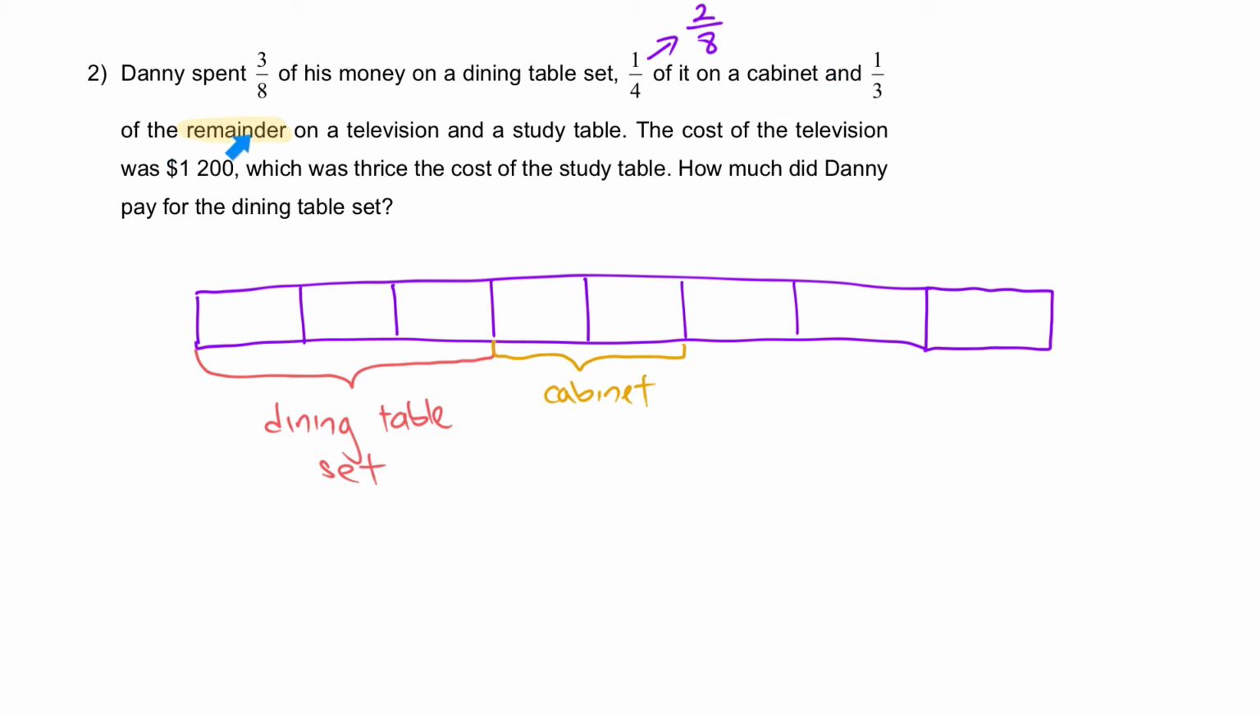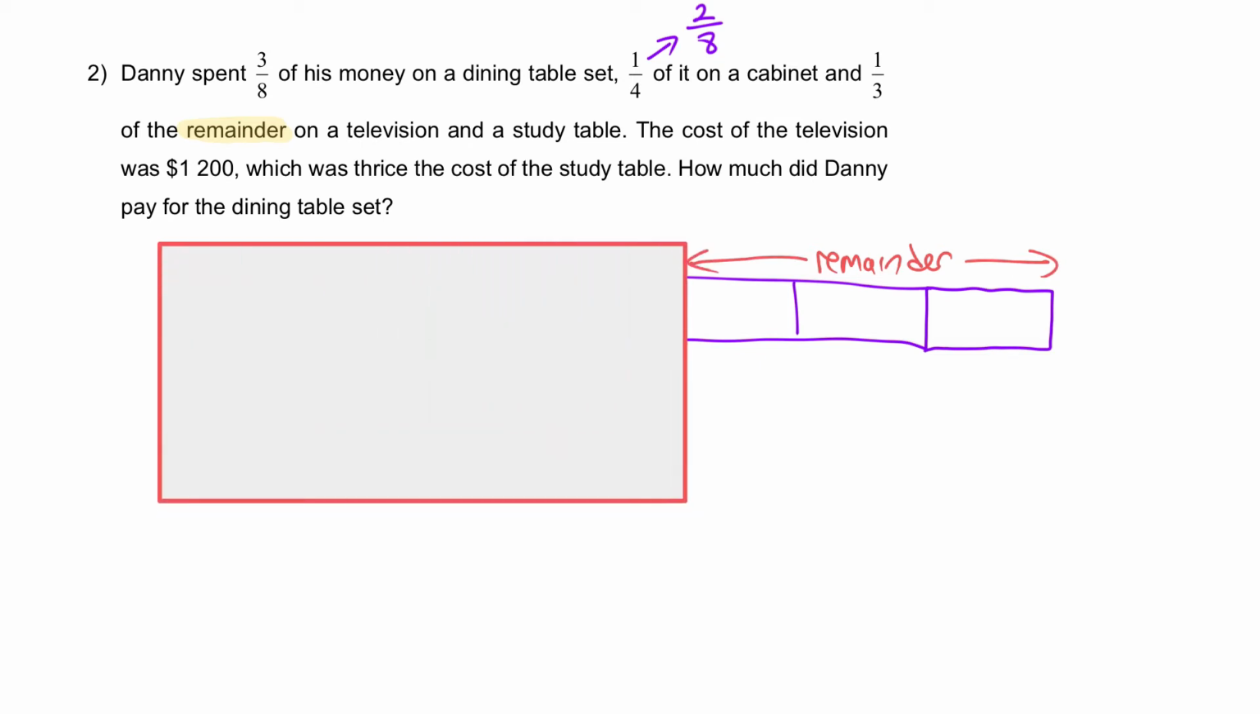And 1/3 of the remainder. Just nice. The number is very nice. This is the remainder here. Alright, so let's focus on this remainder. I'm going to cover this. So out of this remainder, Danny spends 1/3 of it on television and study table. So probably over here. This is on a television and a study table. Okay, now I can remove this.